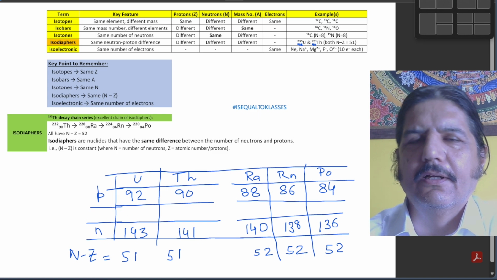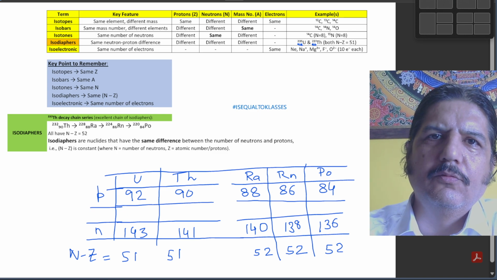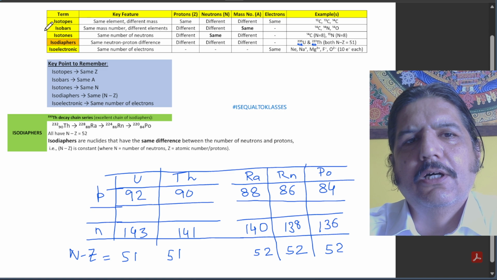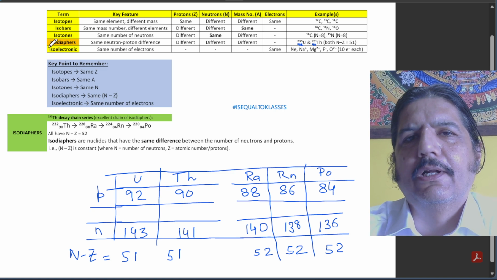So, welcome to another lecture. In this lecture, we'll try to understand these terms: isotopes, isobars, isotones, isodiaphers, isoelectronic.